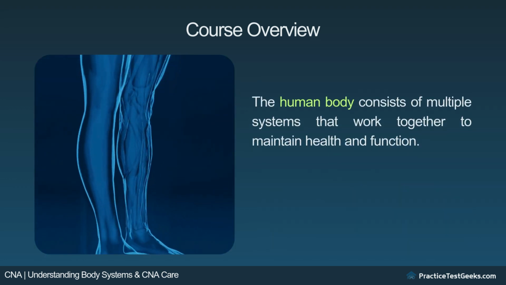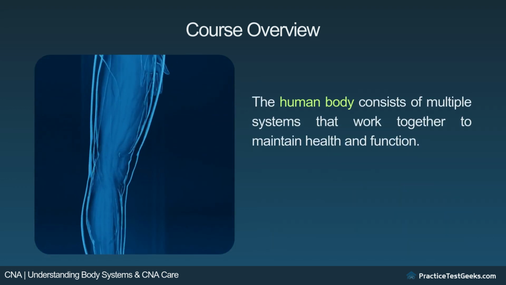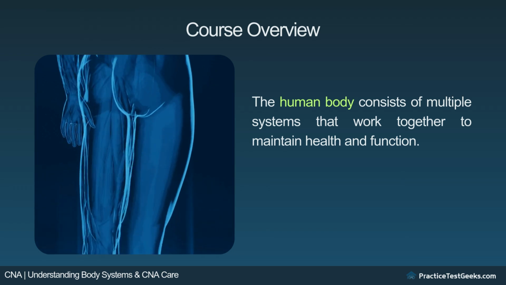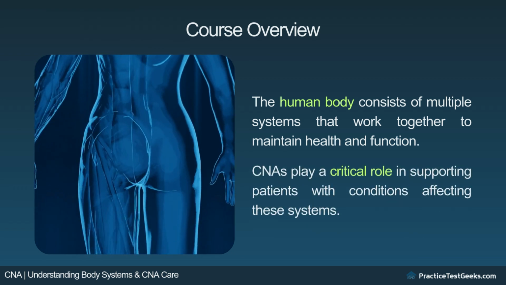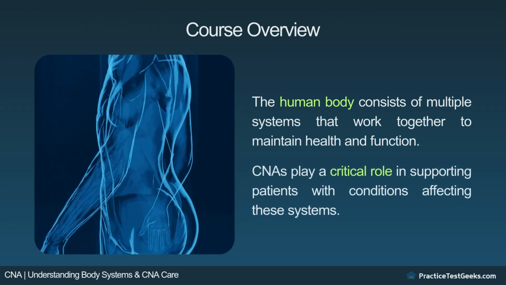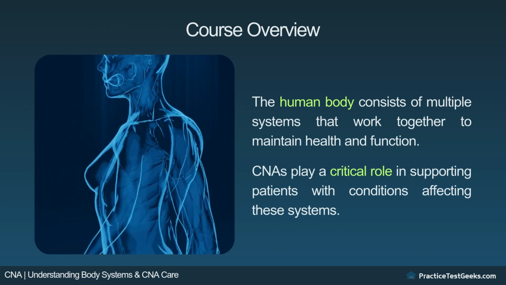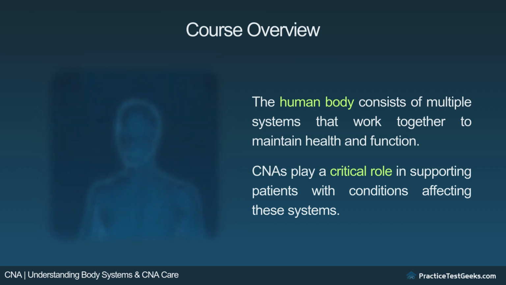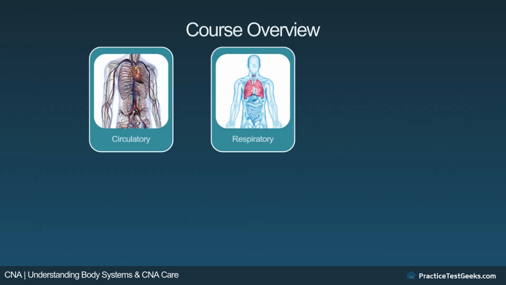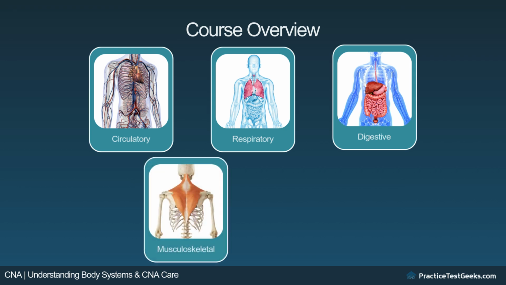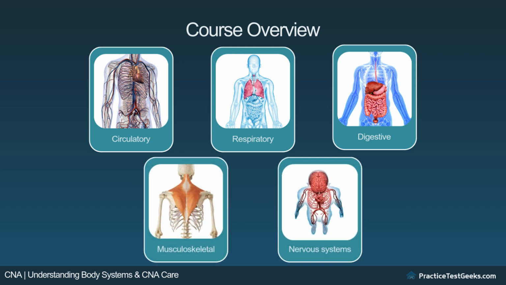The human body consists of multiple systems that work together to maintain health and function. CNAs play a critical role in supporting patients with conditions affecting these systems. This course covers the structure, function, and disorders of the circulatory, respiratory, digestive, musculoskeletal, and nervous systems. By understanding the physiology of these systems, CNAs can provide informed, effective, and compassionate care to their patients.